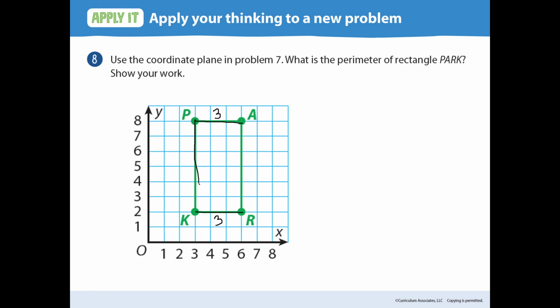Segment PK we see is 1, 2, 3, 4, 5, 6 units. And segment AR is also 6 units. So when we add all of those together, we have 6 and 6 is 12, 3 and 3 is 6, and 6 plus 12 is 18 units.